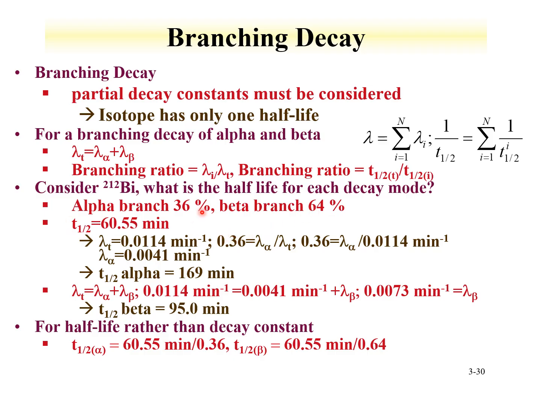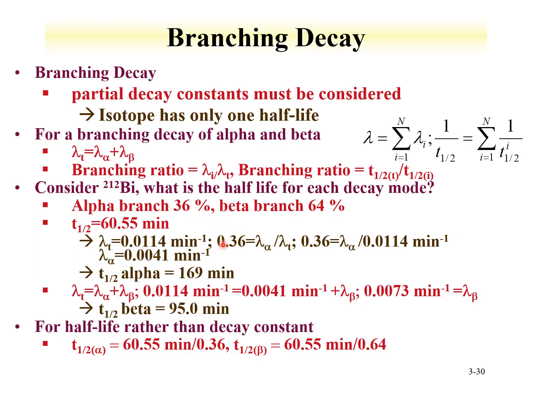The half-life is about a minute. So the decay constant is log 2 divided by 60.55 minutes. The half-life is about an hour. The decay constant is log 2 divided by 60.55 minutes.